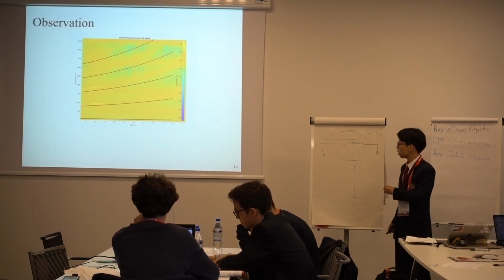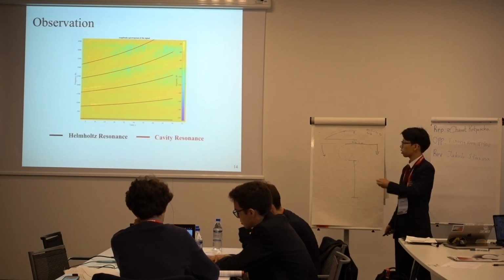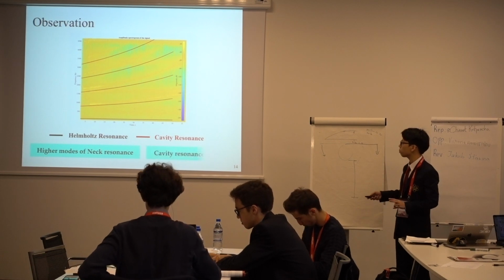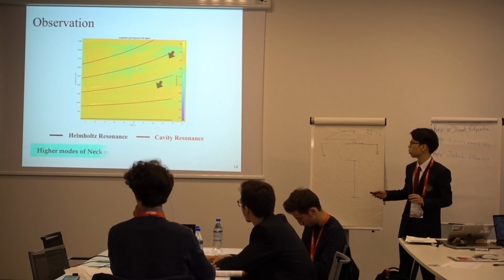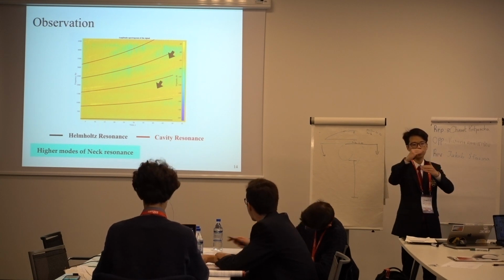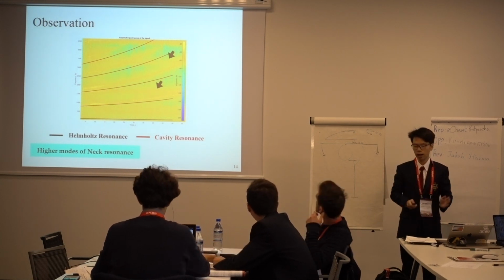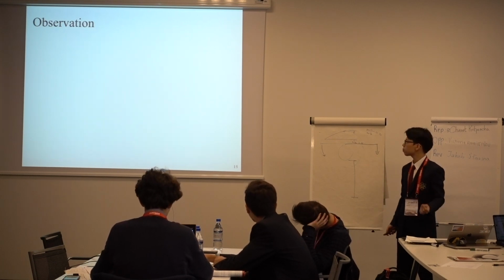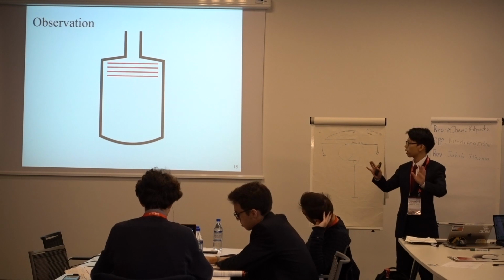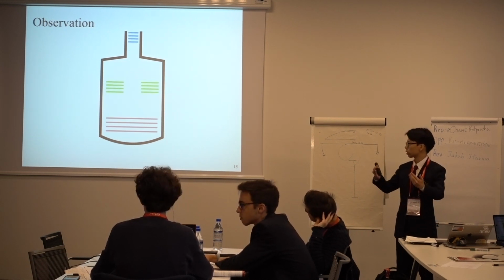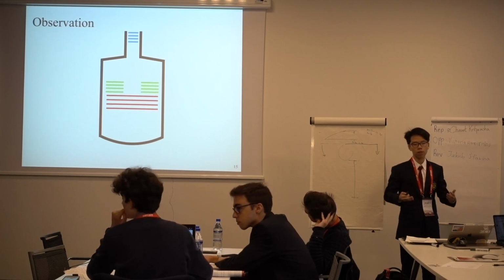So this is by fitting the Helmholtz resonance and the cavity resonance with our observation, and we notice two key things. First, we notice the higher modes of the neck resonance. This is because the neck of our ideal bottle is around 8 centimeters long, so our assumption there is invalid. And next, the cavity resonance is off. Now, why is this so? This is because when a sound wave propagates to the transitional point, some waves go forward, while some waves are reflected back, and this can interfere with the one already in the cavity.